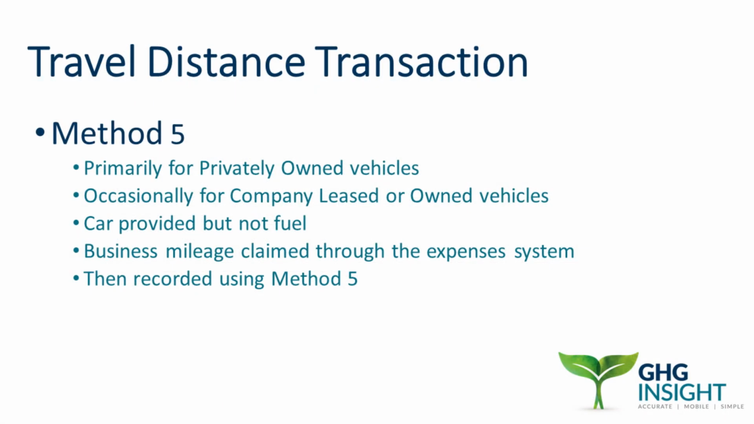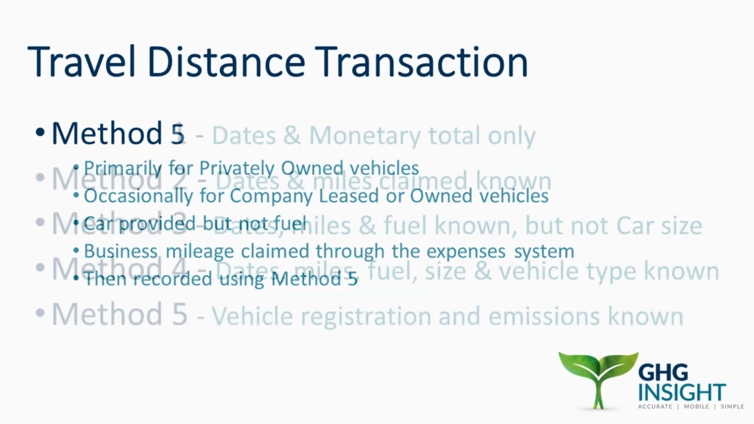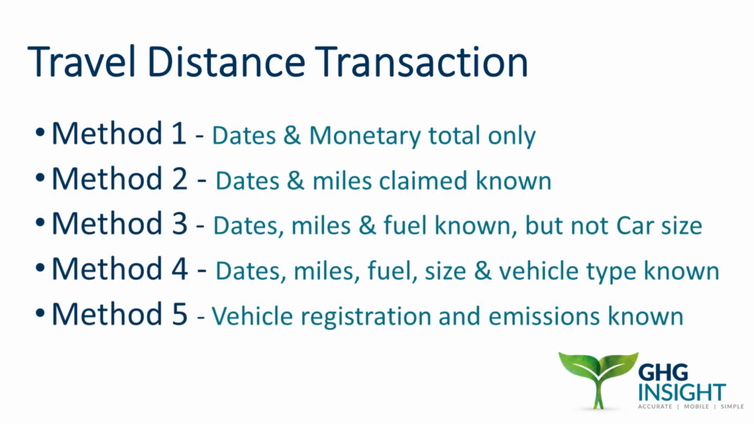I previously stated that the travel distance transaction section was for privately owned vehicles only. This is true for methods 1 to 4. However, there are situations in which method 5 would be used for company-owned or leased vehicles. Some organisations provide company cars to certain staff members, but do not pay for the fuel. In these cases, the employee pays for their fuel and then claims back business travel mileage through the expenses system. Method 5 would be used in this case. There are more details about this in a separate video.